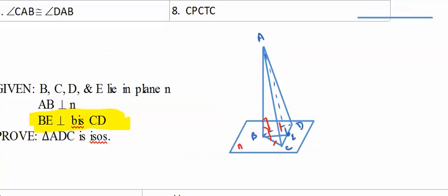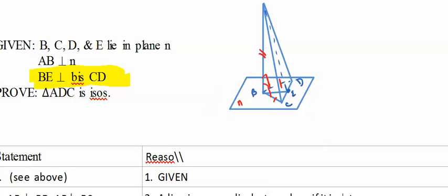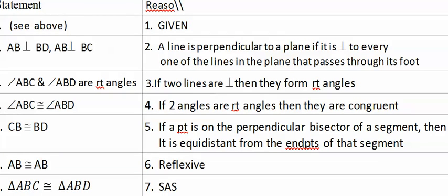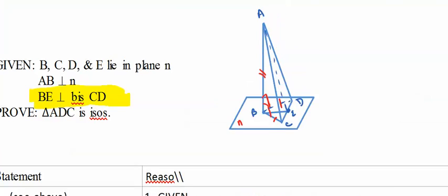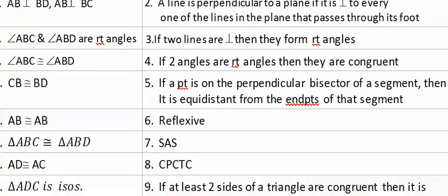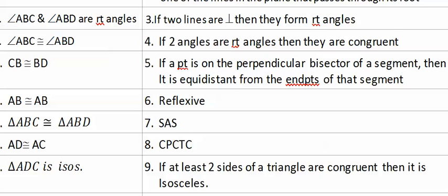From there, if we look back at the diagram, we have the sides and we have the angles. And again, these angles happen to share line segment AB. So we can say AB is congruent to itself based on the reflexive property. Therefore, the triangles are congruent based on side, angle, side. And from there, that allows us to say that AC is congruent to AD based on CPCTC, which then establishes triangle ADC to be isosceles.